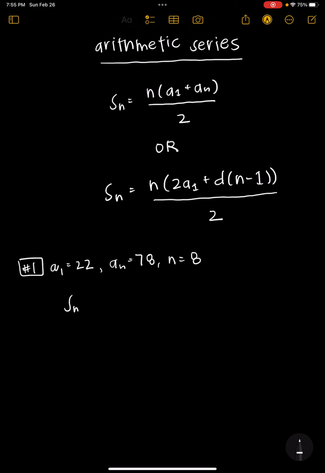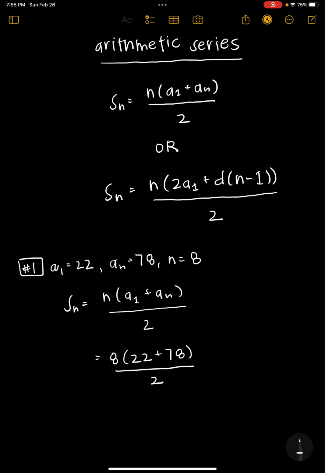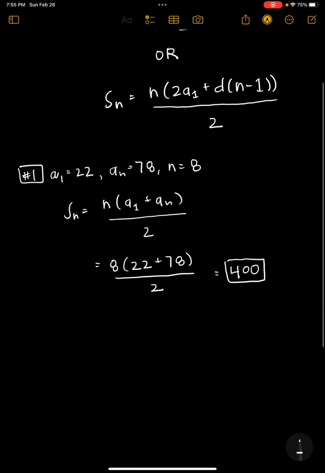So I'm going to use the top equation, which is S sub n is equal to n times a1 plus an over 2, which when I plug in what I know, the n is going to be 8, a1 is 22, an is 78. Then we're going to divide that by 2, and now I can just plug that into a calculator, which would give me 400. So I know that the sum of all of the numbers would be 400. Okay, let's try another example.